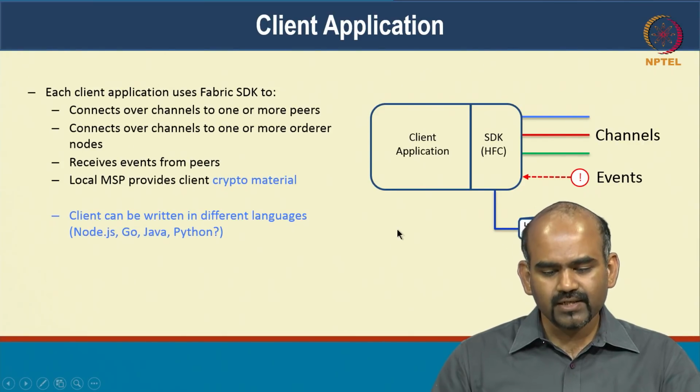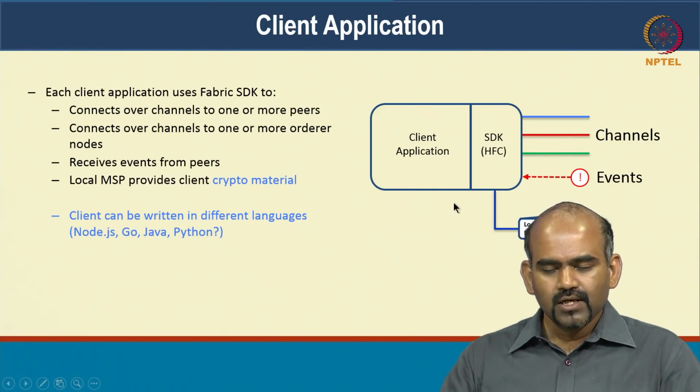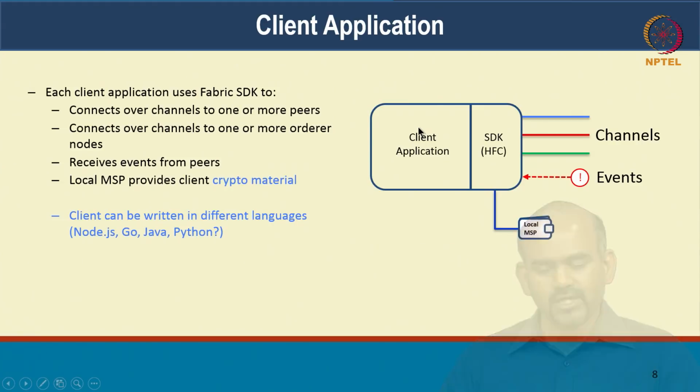Now coming to the client application, I think we talked about this. It's possible for one client application to work with multiple channels, just like before. So these are all kept separate. They have to work with the particular peers on those channels. And it can also receive events from multiple channels. And the SDK needs to be connected to, again, a local membership service provider that has the crypto material for the users using that application.